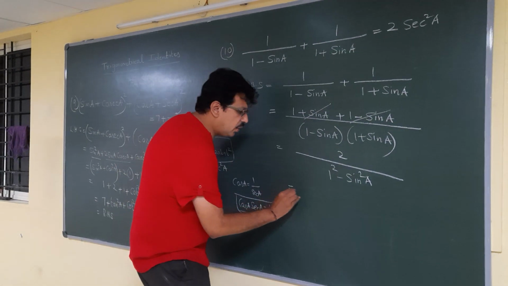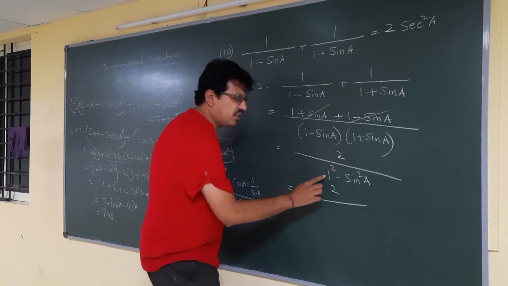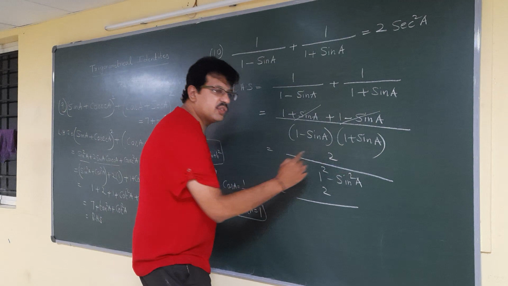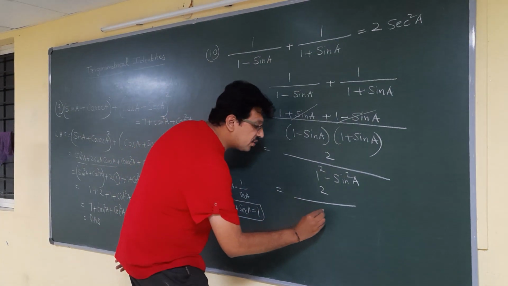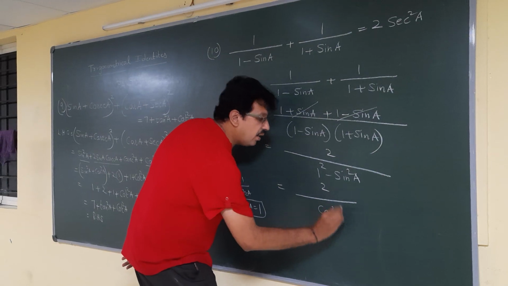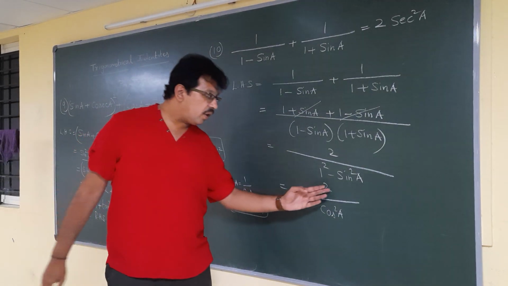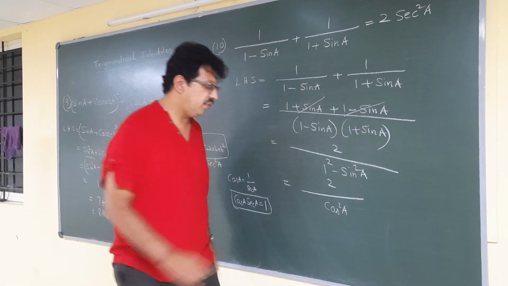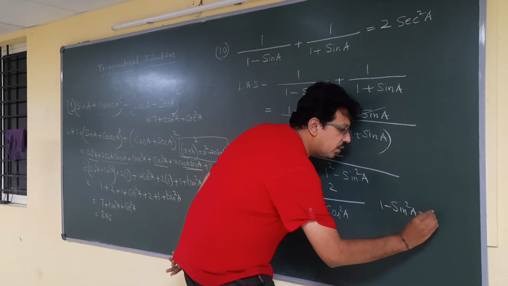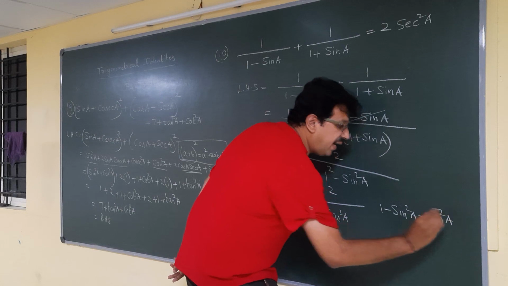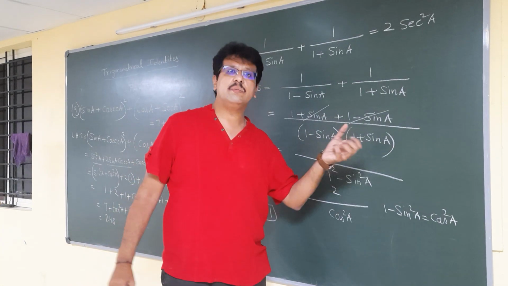So that is equal to 2 divided by 1 square is 1 itself, 1 minus sin square A. What is 1 minus sin square A? It is cos square A. 1 minus sin square A is nothing but cos square A. That is the identity. We should be very clear, children. 1 minus sin square A equal to cos square A. This is an identity which you already learned.